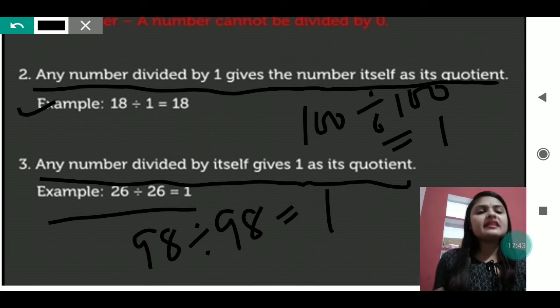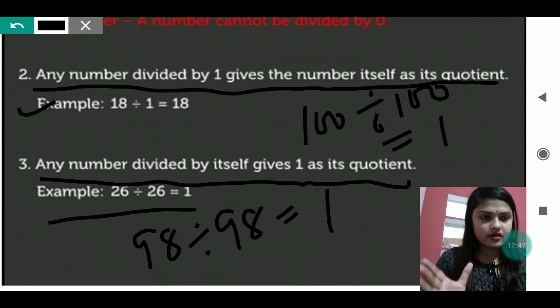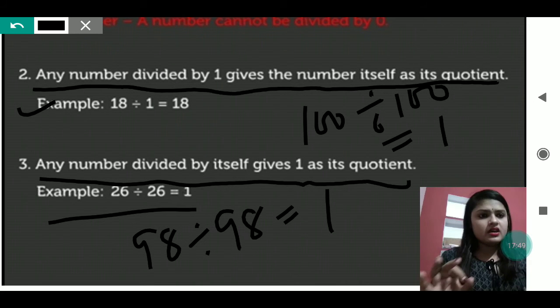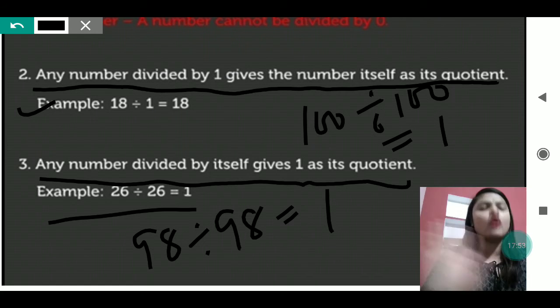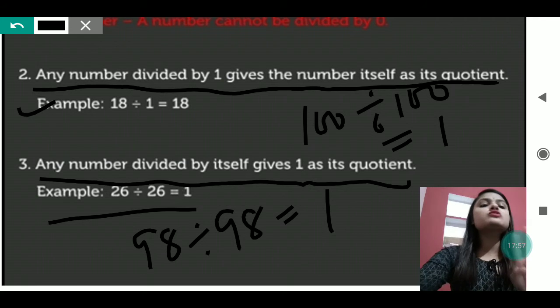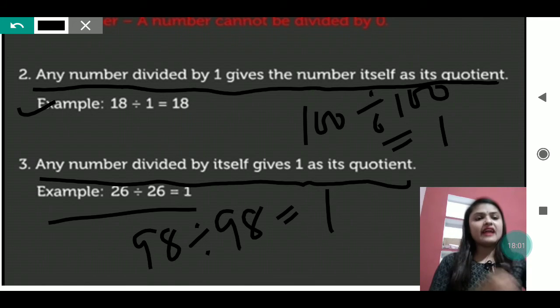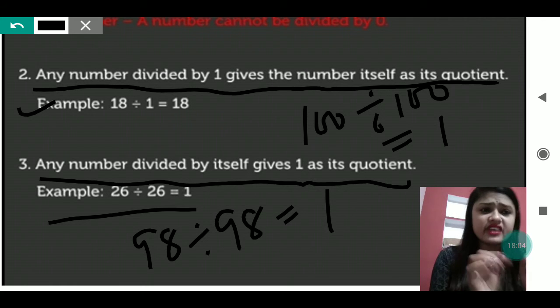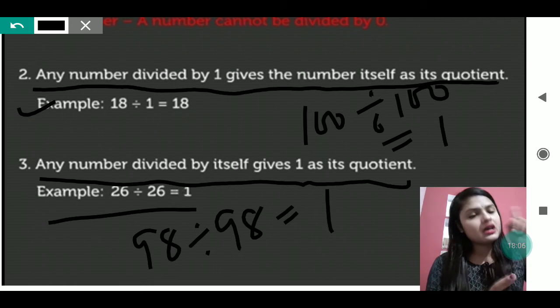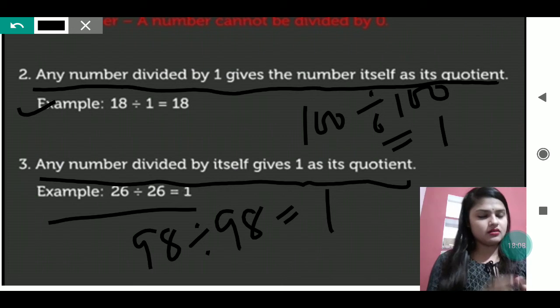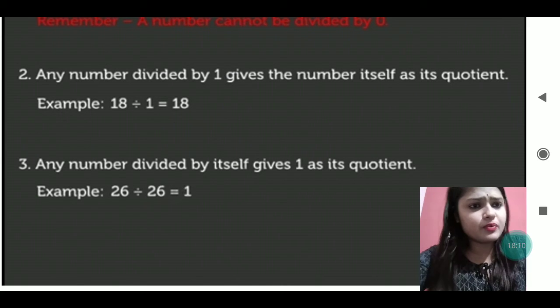It is not that the rules change as the digits increase. The properties never change. They remain the same in all cases, so don't get confused. These three rules you have to keep in your mind while doing division. It will make your division easier.